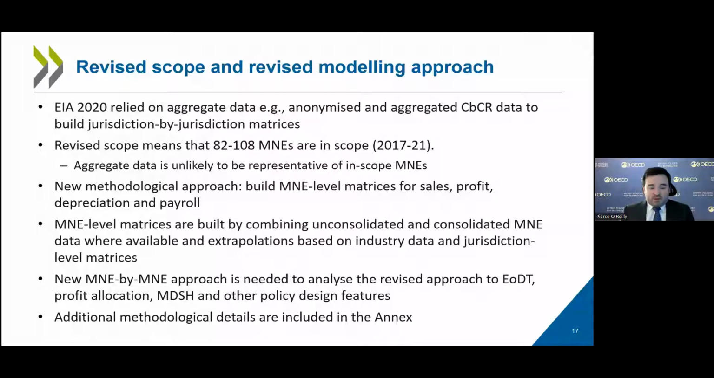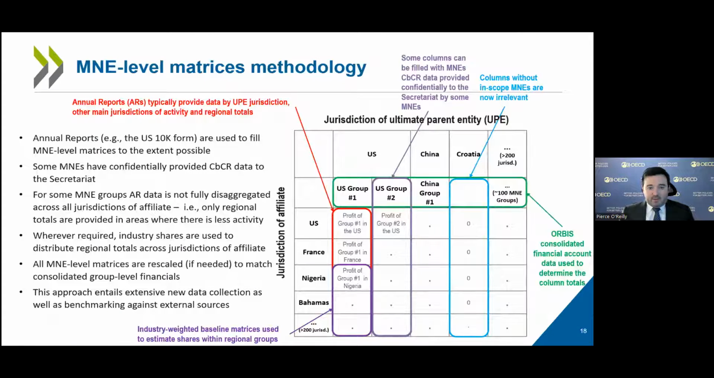If we go to the next slide, it shows what that looks like in a little bit more detail. This is what we would refer to as a sample matrix. Whereas before, each column of the matrix was a country, now each column is an in-scope MNE. As Anna mentioned, we have a matrix for profit, for turnover, for payroll, for employees, and for assets. And then we populate that matrix for each individual MNE. So each column is an MNE, and we map the location of those MNE's activities around the world.